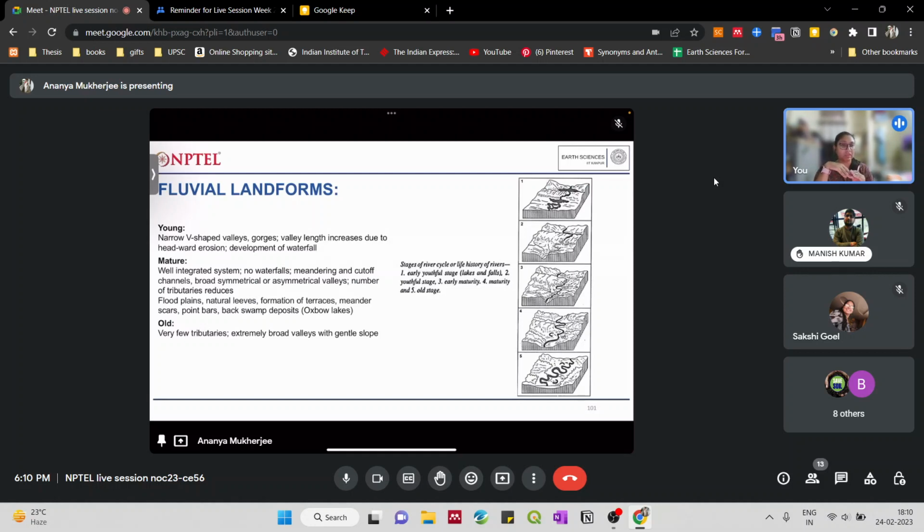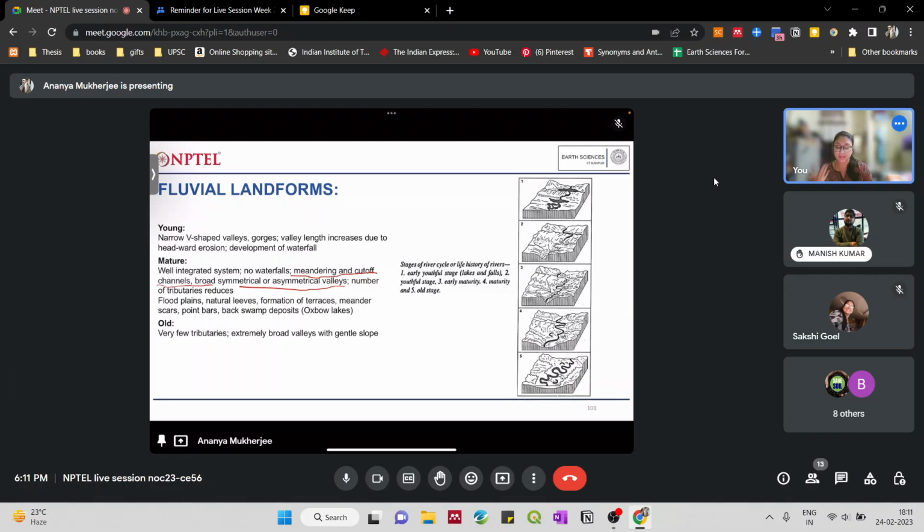When you come to the mature stage, you will find that more channels are joining the river. More tributaries are being formed, and the drainage system that is part of that river is also expanding. While it is expanding, it is eroding, as well as creating depositional landforms like floodplains and levees. You will also find meanders and cutoff channels, and broad, asymmetrical and symmetrical valleys. These are all erosional features.